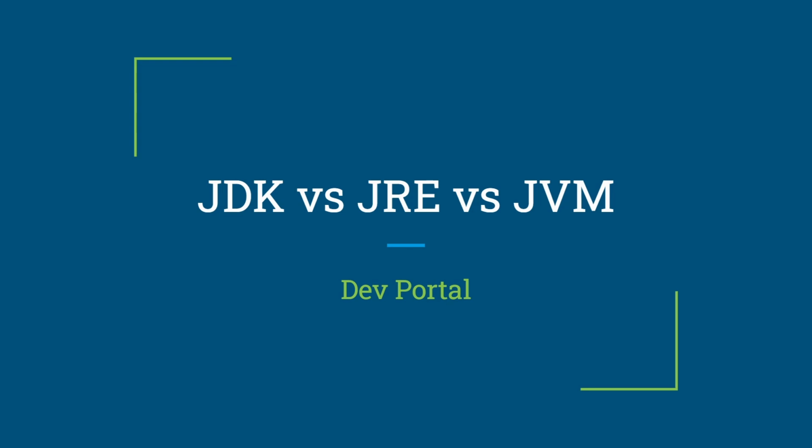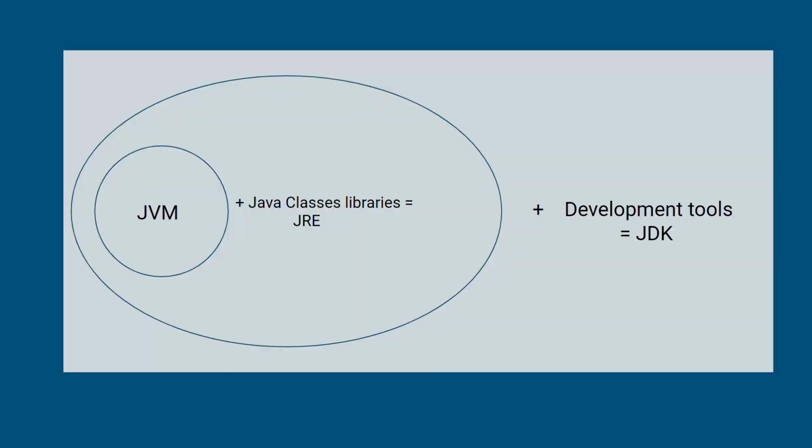Today we are going to see the difference between JDK versus JRE versus JVM. Let's get started. JVM stands for Java Virtual Machine. It provides a runtime environment to execute Java applications. The JVM ensures that a Java program can run on any device or operating system that has a compatible JVM installed. Stick to the write once, run anywhere principle.